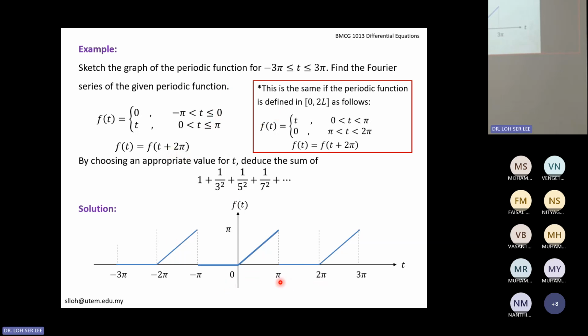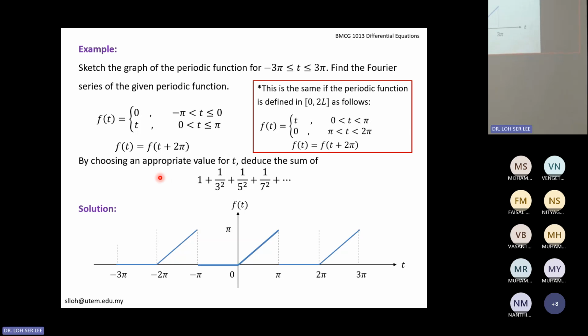So from this graph, we know that this is neither odd nor even. So we will use the full range formula to find the Fourier series. Then we will choose an appropriate value for t to reduce the sum. We want to find out the sum of this series based on the Fourier series. So what is the L from this periodic function?